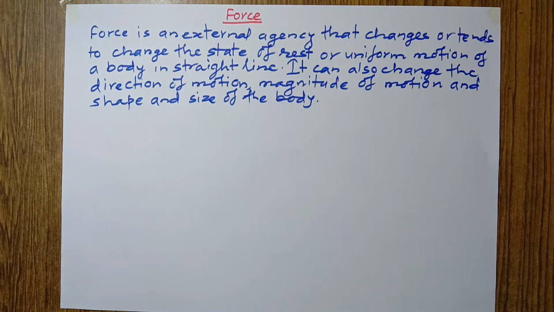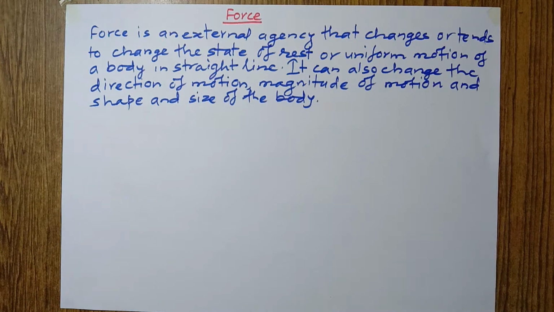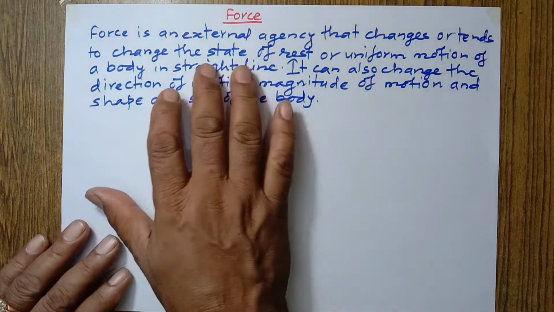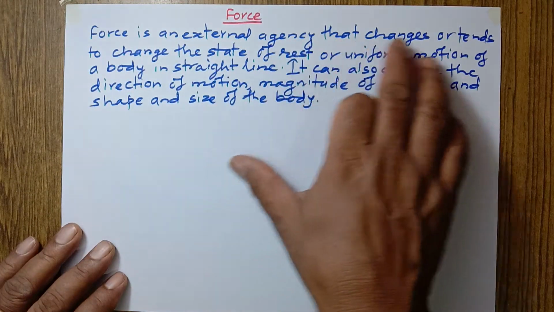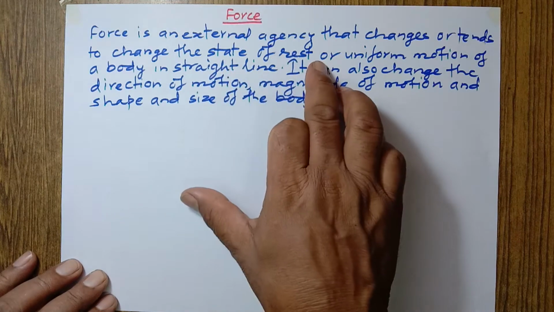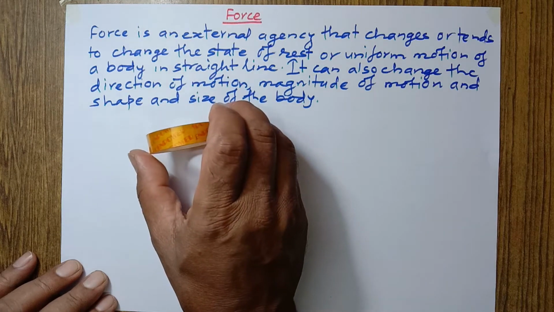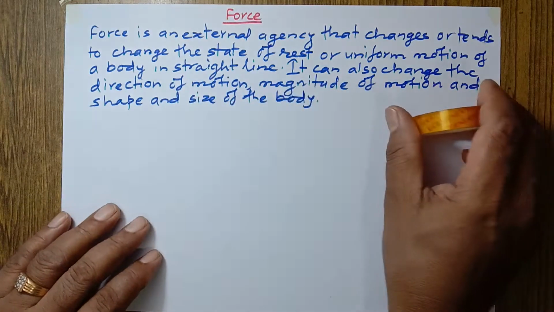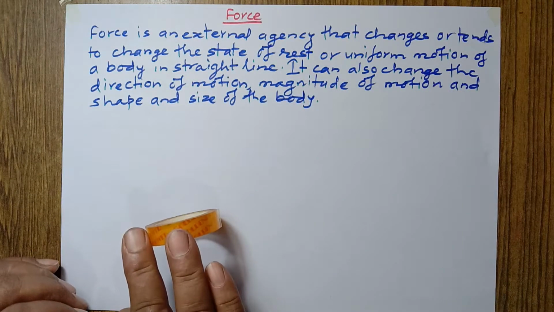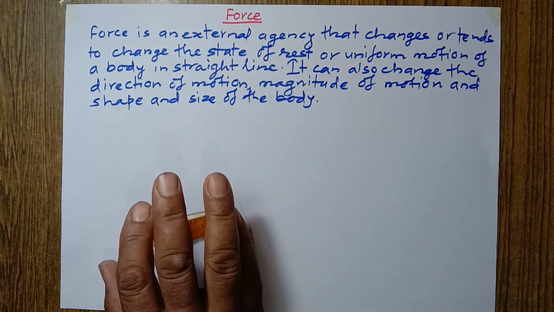Looking at this definition, it seems to be very lengthy, but we have to write like this, otherwise force cannot be expressed properly. So let's talk about this definition in detail. This is an external agency that changes or tends to change the state of rest or uniform motion. What it means? If a body is at rest, force can change its state and it brings the body in motion. If a body is in motion, force can stop it. It can change the state of rest or uniform motion of the body.